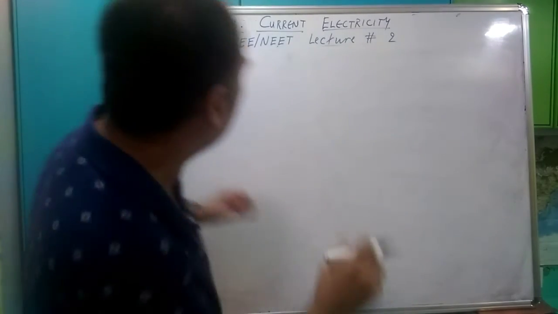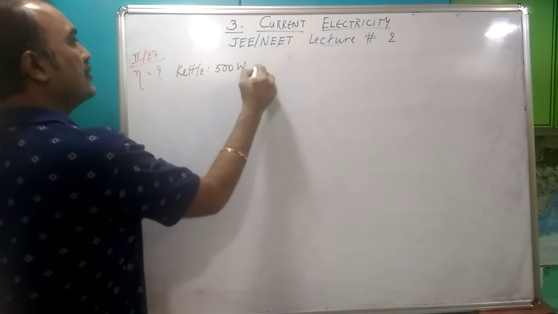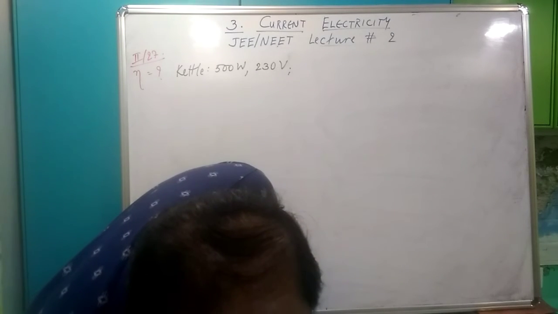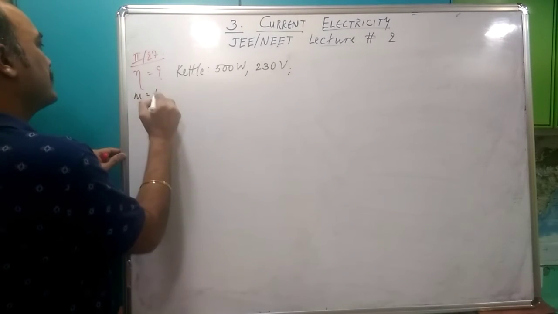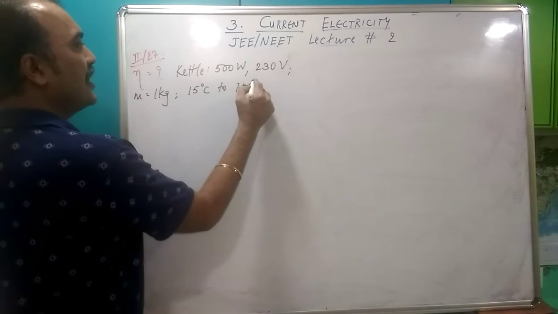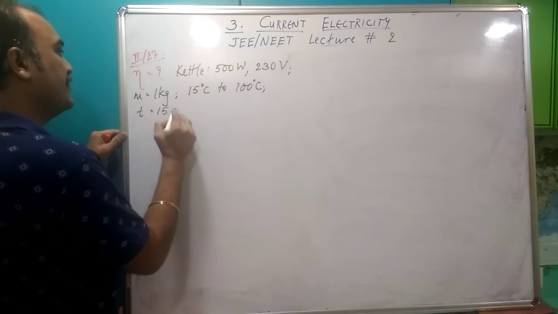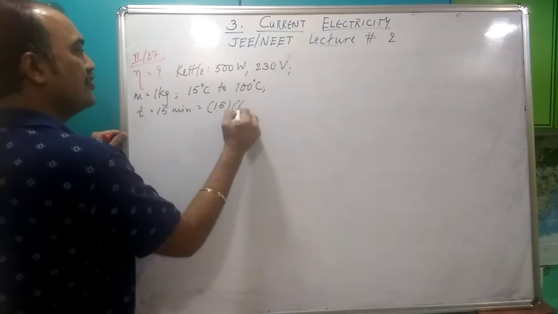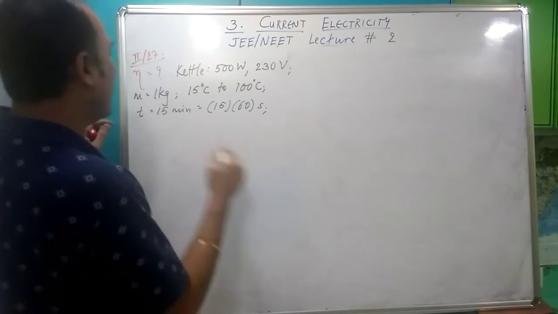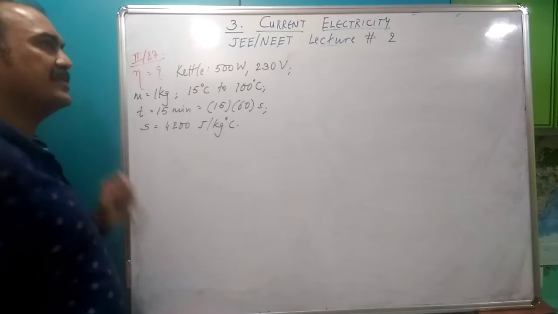A kettle marked 500 watt 230 volt was found to bring 1 kg of water at 15 degrees Celsius to boil. Mass is 1 kg, initial temperature 15 degrees Celsius. When does it boil? At 100 degrees Celsius, in 15 minutes. So t is 15 minutes, that's 15 into 60 seconds. And specific heat capacity 4200 as it is. S is 4200 joule per kg degree Celsius.